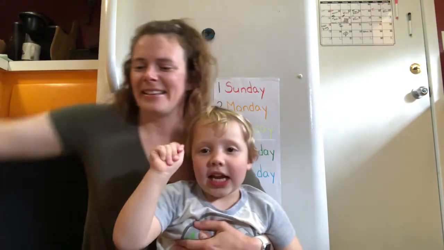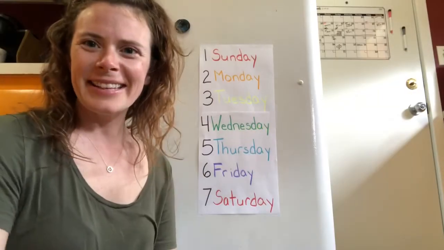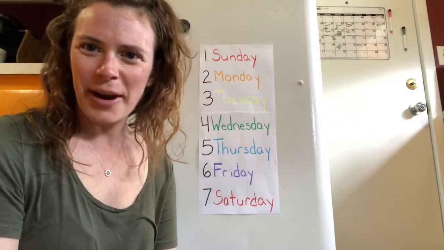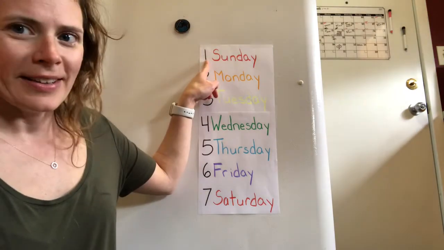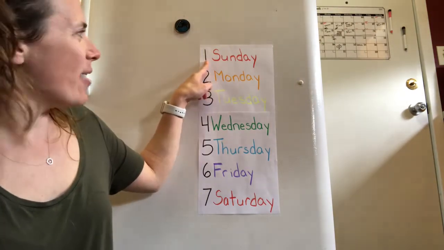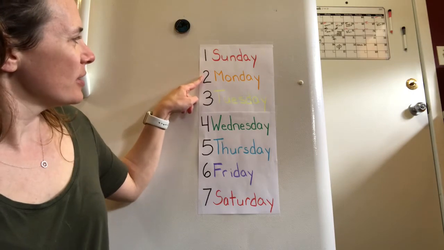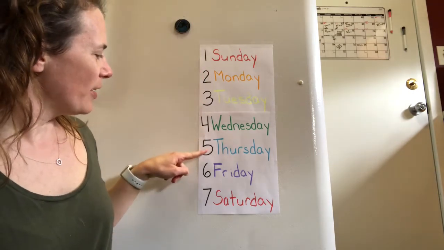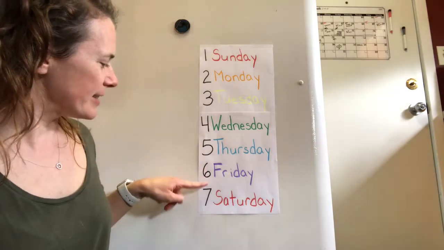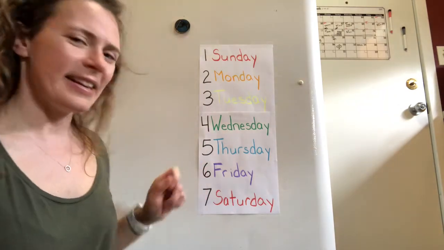All right. April. Okay, let's take a look at the days of the week and figure out what day it is today. Here we go. Starting at number one, that's Sunday. And how many days do we have? Two, three, four, five, six, seven.